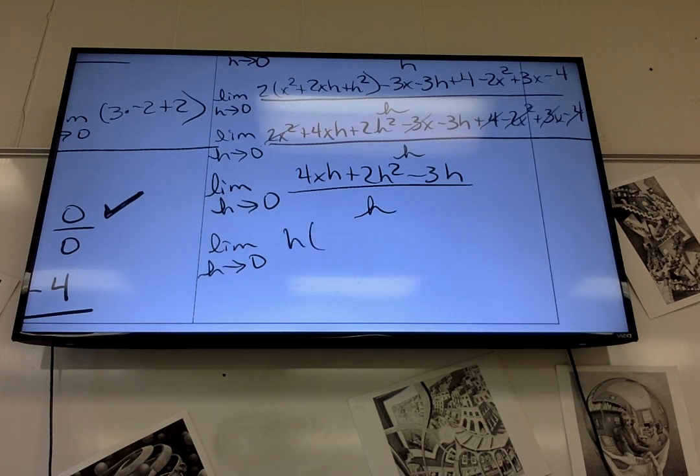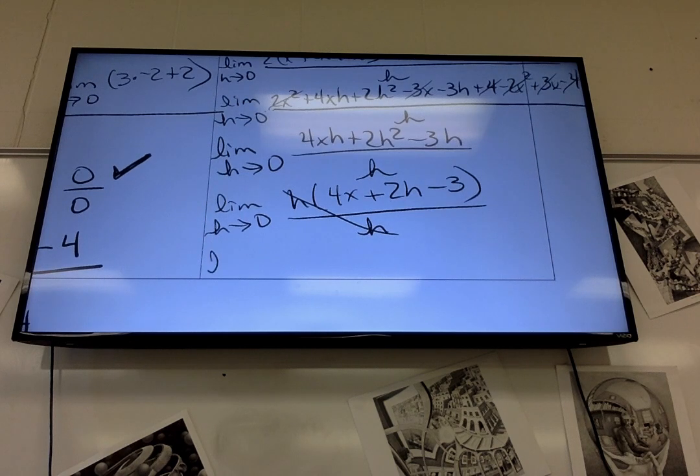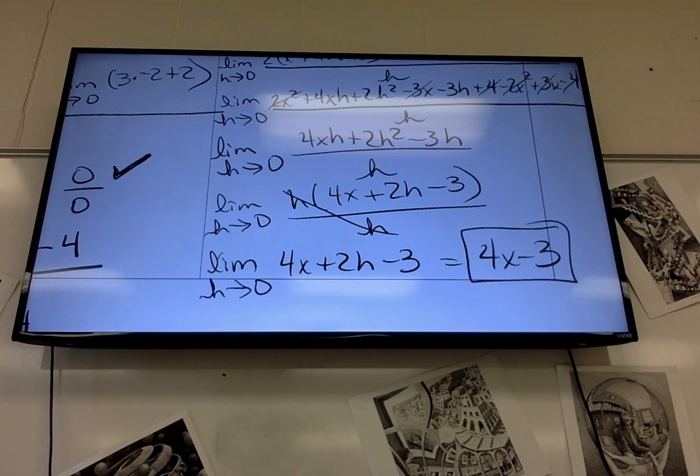Now you can combine steps. I am doing it step by step so as not to lose our virtual learners at home, because I can't really look at their faces and see if they're getting it or not. The h's cancel. And if I actually plug in 0, we get 4x minus 3, because h is 0.